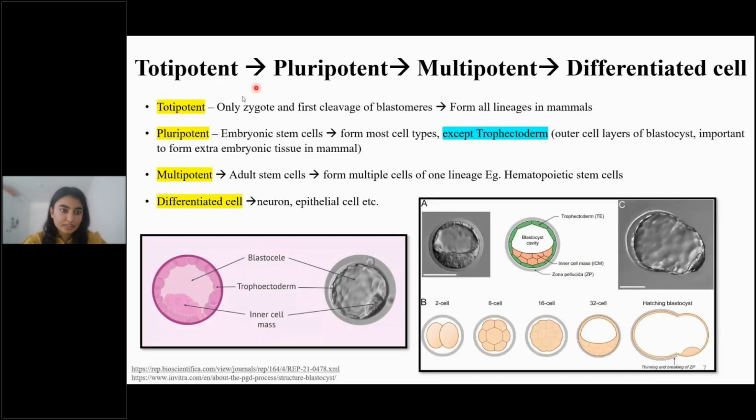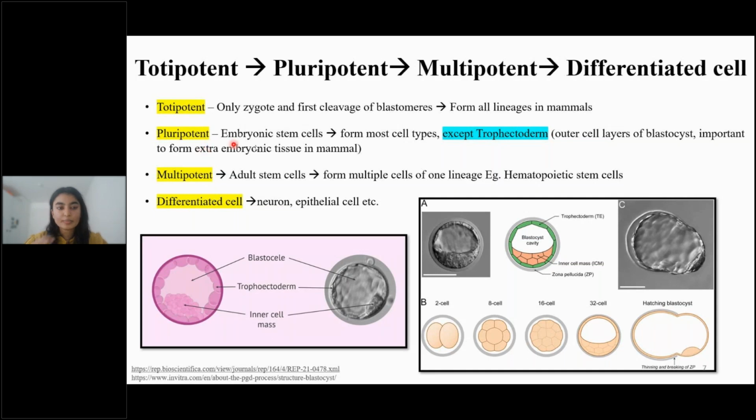Okay, so totipotent cells, so only the zygote and the first cleavage of blastomeres, which means the two cell stage. Once one cell splits into two, we call it totipotent. So after that first cleavage is done, we cannot call it totipotent anymore. Then we move to the pluripotent, because once the cell splits, we cannot produce a whole organism. Then it becomes more specific. It will only go and form the germ layers. Okay, so totipotent, only the zygote and the first cleavage of blastomeres, forms all the lineages in mammals. Okay, then the second, now it divides more, and then it forms the pluripotent.